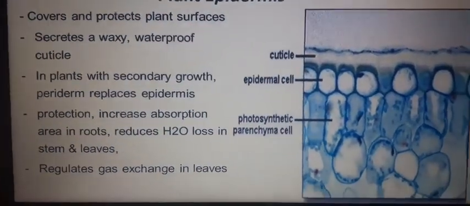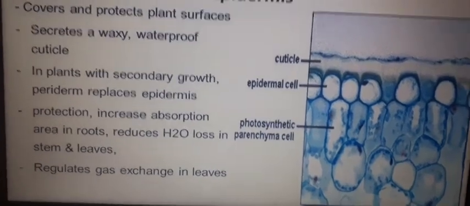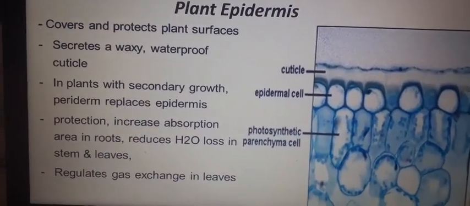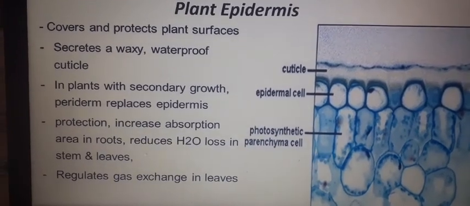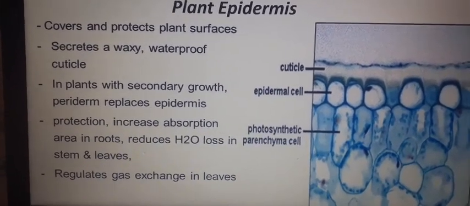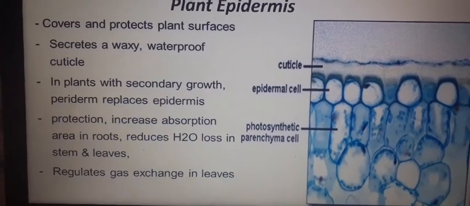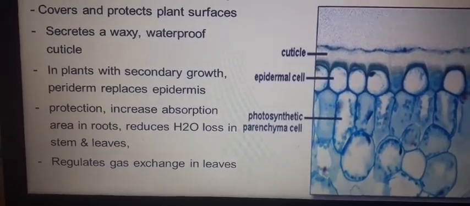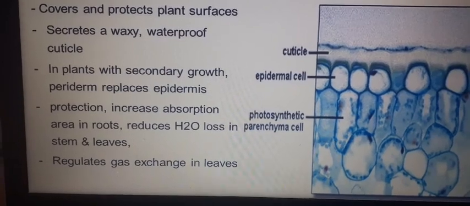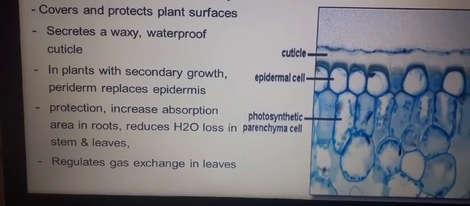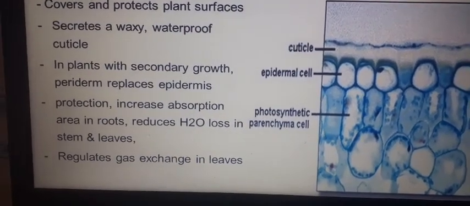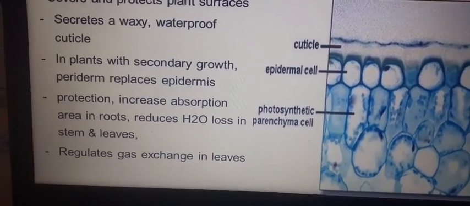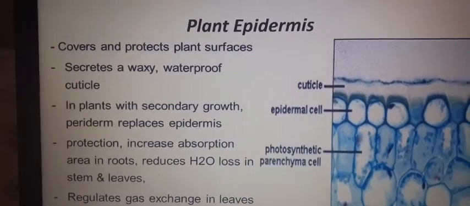Okay, then apart from these major tissues, we also have some more protective tissues, like the epidermis, which is acting like a protective covering found in leaves, stem as well as root. And what is their function? They are responsible for protection, increasing the absorption of water in roots, and help in regulating the loss of water, and also regulating the exchange of gases.